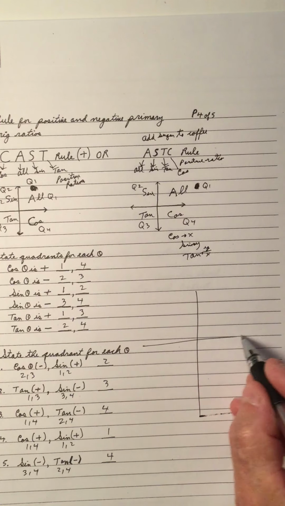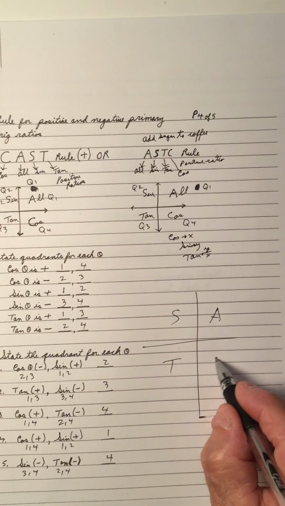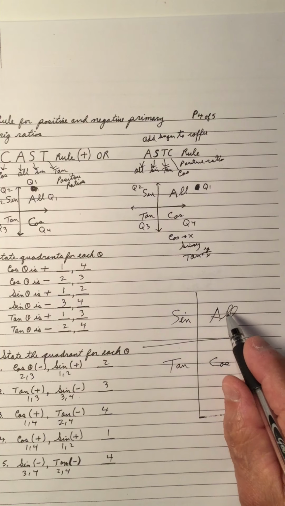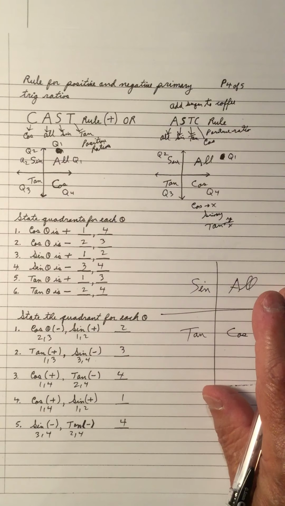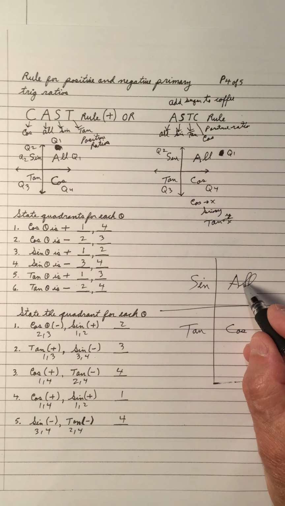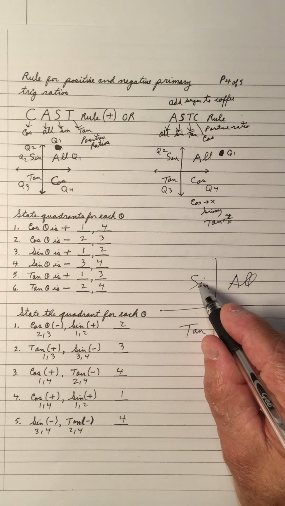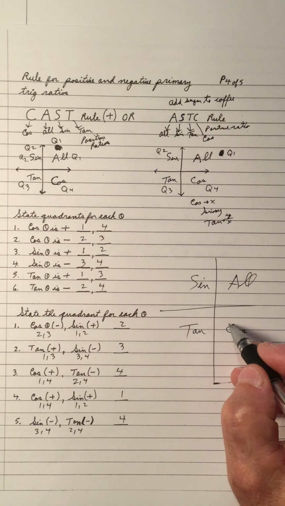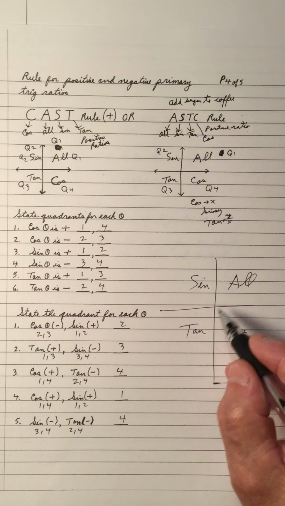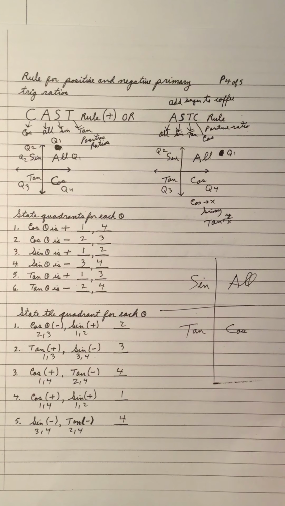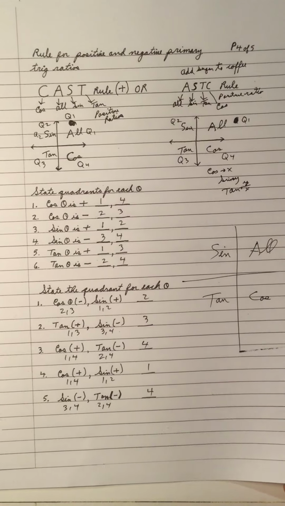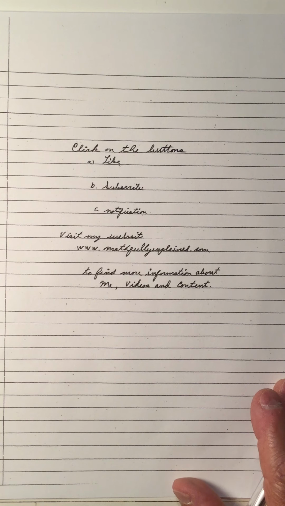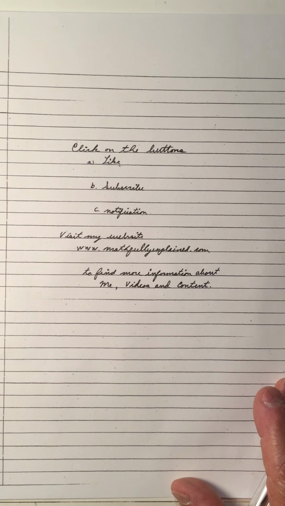And remember, ASTC: all, sine, tan, cos. Cos is associated with the x. So cos is positive in 1 and 4, negative in 2 and 3. Sine is positive in 1 and 2, negative in 3 and 4. Tan is positive in 1 and 3, negative in 2 and 4. And the reciprocals follow the same signs. And that's a review of where the trig ratios are positive and negative, both primaries and reciprocals.